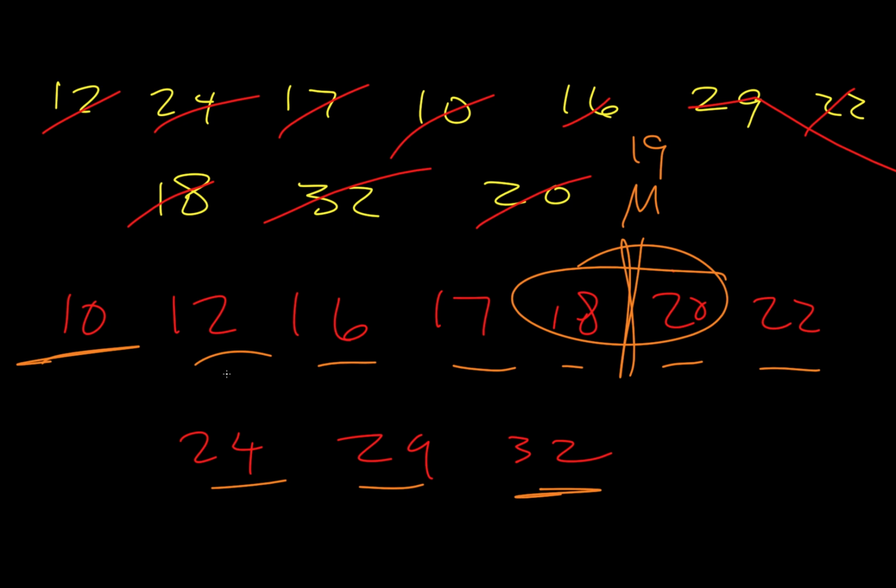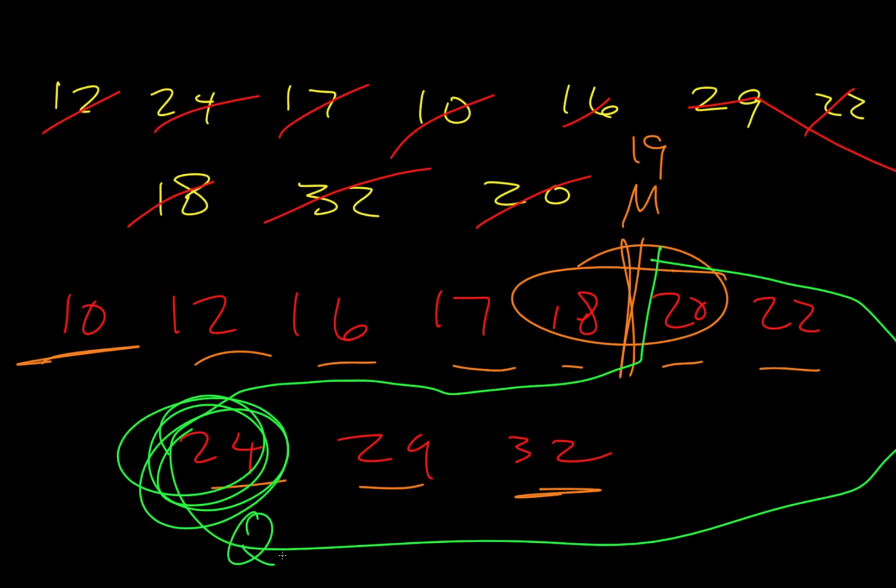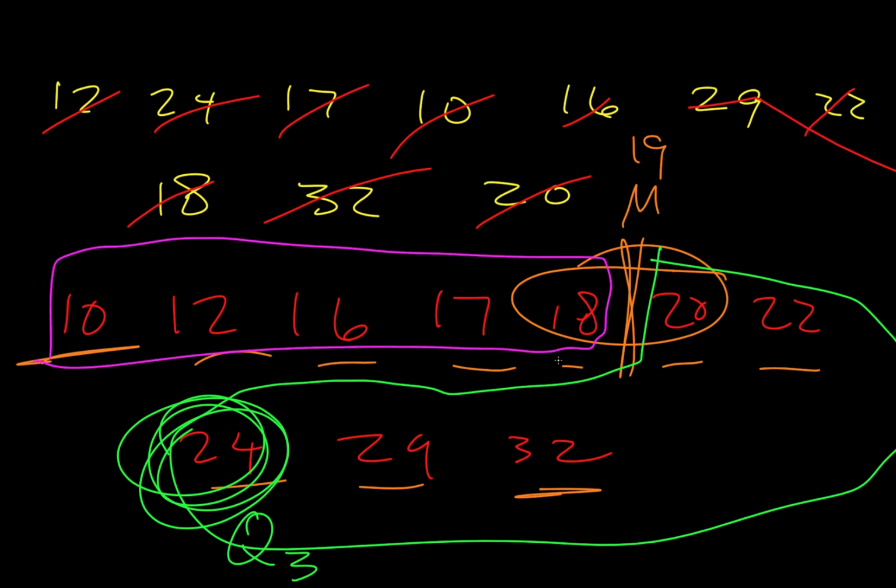Now it wants us to find Q1 and Q3. The second half of the data is right there, which includes the 20 because the median was 19. That's important. So 1, 2, 3, 4, 5. This is going to be the middle, or our Q3. And then if we look at the first half of the data, including the 18, that's important, this would be the middle number, and so that's our Q1.